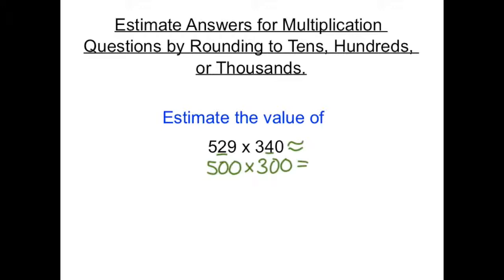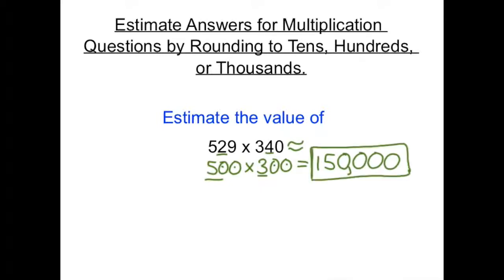And now I can solve. I'm going to take a look at my 2 non-zero digits, 5 and 3. 5 times 3 is 15. Now I need to take a look at my zeros. And I have 1, 2, 3, 4 zeros. Now I'm going to add in my comma. And my answer is 150,000.